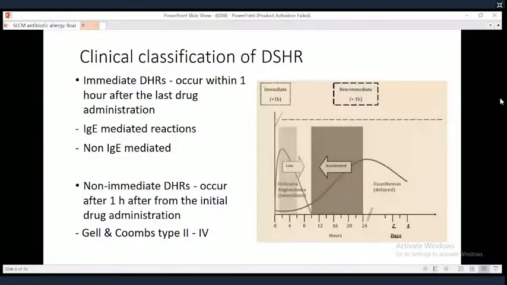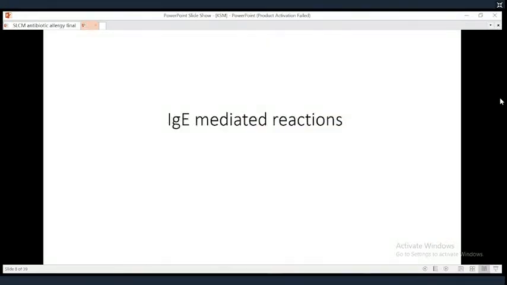So if you look at the diagram on the right-hand side, you can see there can be immediate reactions that may sometimes appear a little after 1 hour, and there can be non-immediate reactions that are sort of accelerated and can occur a few hours early as well. Clinically, there might be reactions that fall into the gray area as well. But this classification of immediate and non-immediate reactions is good enough for clinical management of patients in the acute situation.